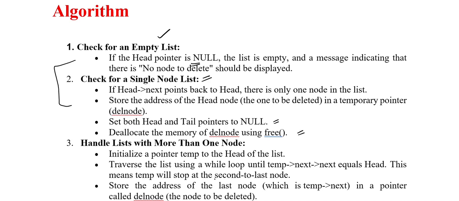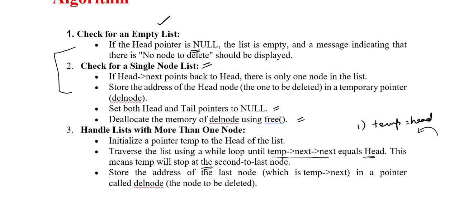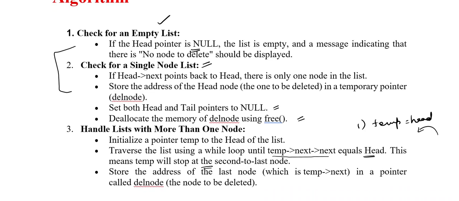And more than one node means we have to traverse. First step is traversing, assign temp equal to head, and then based on which condition I have to stop one step before the last node so that I can make the changes. For that, what is the condition? Temp of next equal to head. I have to check if the condition is true, then I have to traverse step by step. I have to move. Okay, after reaching the exact position, then I have to do the modifications.